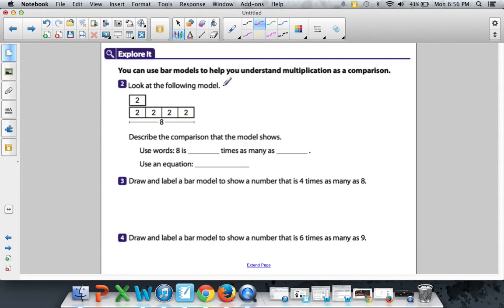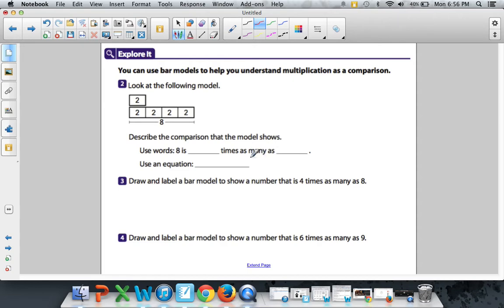You can use bar models to help you understand multiplication as a comparison. Look at the following model. So they have 8 here. They have a 2, then a 2, 4, 6, and an 8. What's going on here? Describe the comparison that the model shows. Use words. 8 is blank times as many as blank.